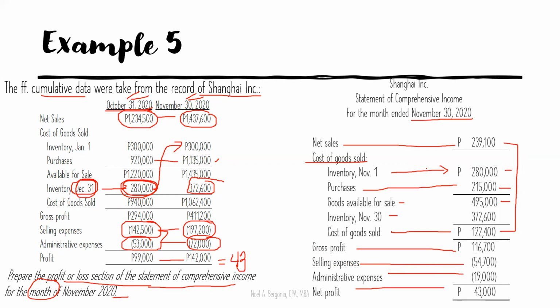So there were only changes inside because of our inventory. Because if you take this, then it would not be the same. Right? Actually, it seems the same. If you deduct 1,062,400 and 940,000, they are also the same. But we just want to reflect the actual computation of cost of goods sold here. Okay? So that is only for the month ended November 30.